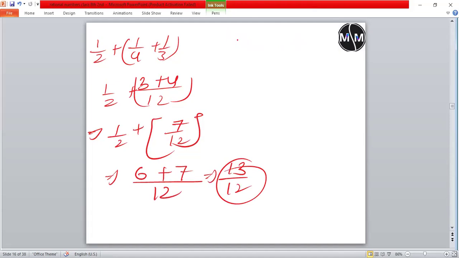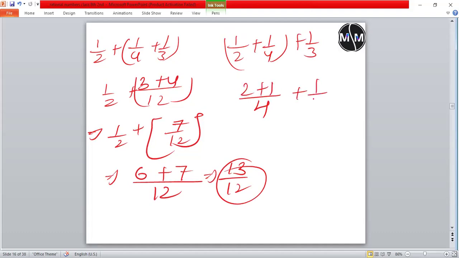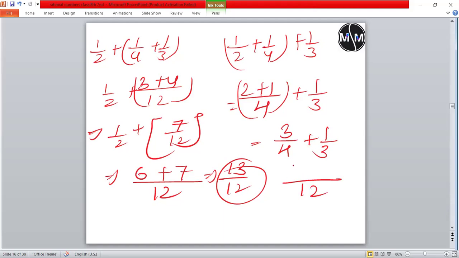If I use the bracket here, the LCM will be 4, and here we get 2 plus 1 plus 1 by 3, brackets used. 3 by 4 plus 1 by 3. LCMs are 12. Here 3 threes are 9 plus 4. We get 13 by 12 again.